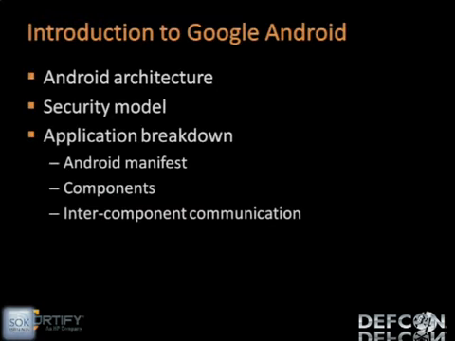In terms of introduction to Google Android, we're going to discuss architecture, security model, and also application breakdown. Basically, Android manifest, which is a configuration file that comes with every Android application, components of Android application, and also inter-component communication.